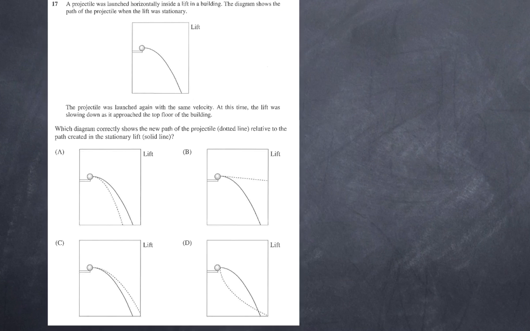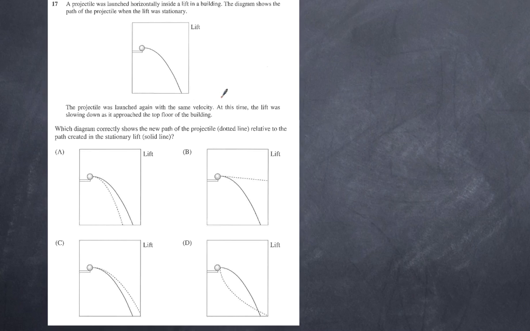Number 17. Alright, a projectile was launched horizontally inside a lift in a building, and the diagram shows the path of the projectile when the lift was stationary. So the projectile was launched again with the same velocity, and this time the lift was slowing down as it approached the top floor of the building. So it's slowing down. What is happening here is the acceleration is changing.